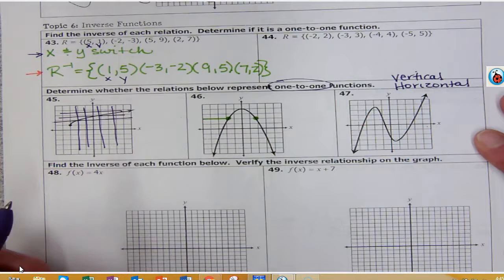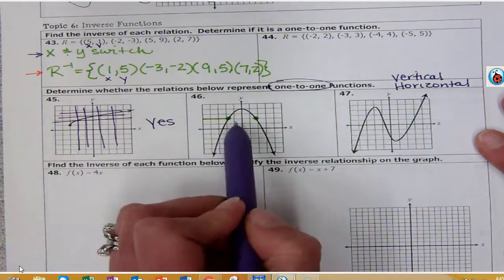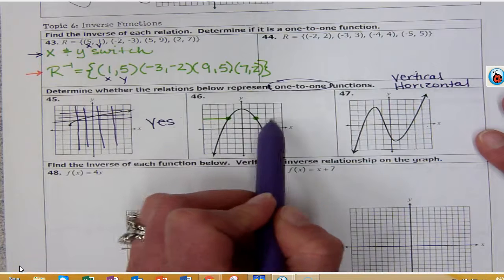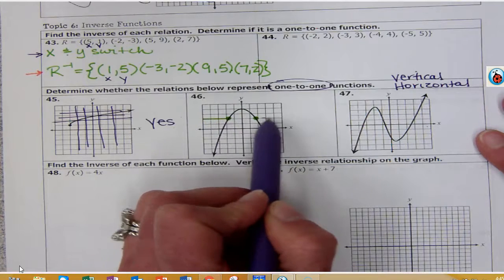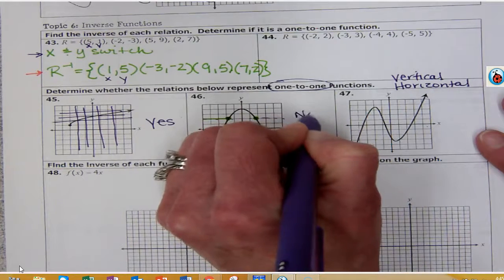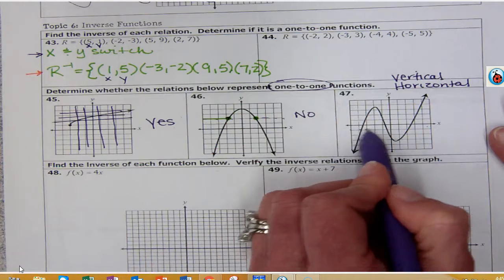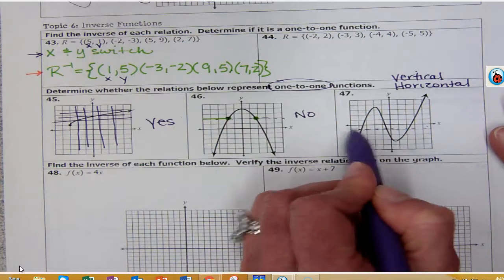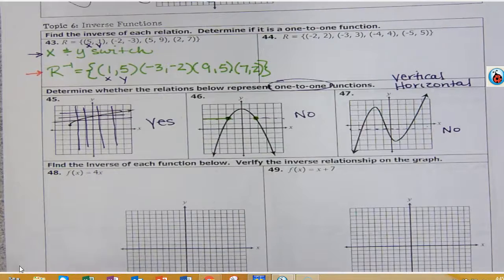So here, this graph satisfies both. So yes, that is a one-to-one function. This one would not satisfy the horizontal line test, because if I drew a horizontal line, it would touch it at this point and at this point. So no, it is not a one-to-one function. As well as here, the horizontal line test would not be met. So no, that is not a one-to-one function.